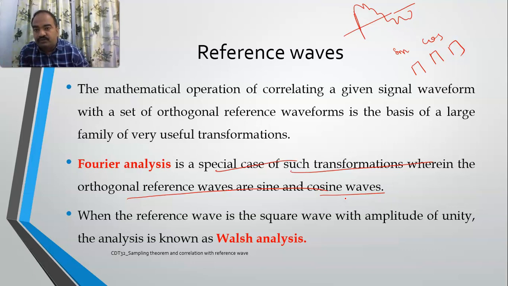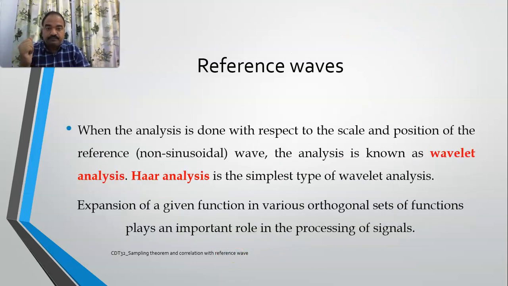So what is the waveform which you do have? Mathematically, it is expressed as a function of sine and cosine terms of different frequencies. If you don't want to use sine and cosine waves, then there is another option: you can have square waves with amplitude of unity of different frequencies. That is called Walsh analysis. Both of them we have discussed in unit number 2.